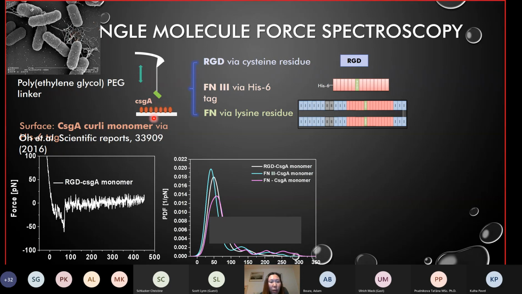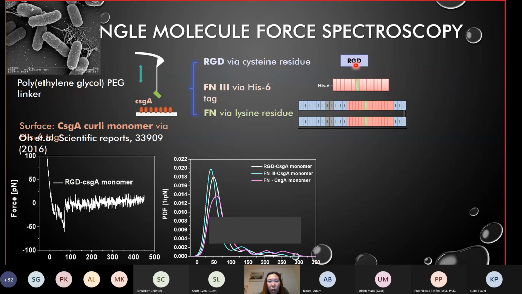So how we perform the experiment is, we prepare this curli fiber monomer on the surface. And then we modify our AFM cantilever with 3 different types of protein. First is the fibronectin, which is the extracellular matrix of the tissue part. And we also cut off this fibronectin domain 3 part here. And we can even cut off one domain from this fragment, the RGD peptide.